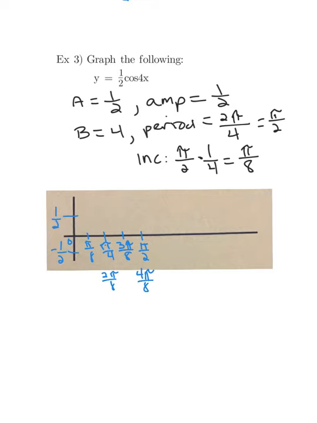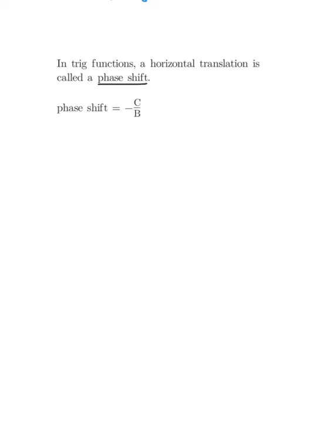It's the cosine function. The cosine function always starts up, and then you go to 0, down, back to 0, up. So here is the graph of our cosine function. In trig functions, a horizontal translation, a horizontal move, is called a phase shift. To find phase shift for your trig functions, you will do the opposite of c divided by b.